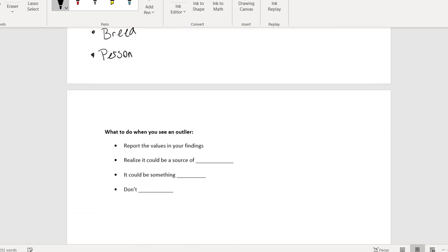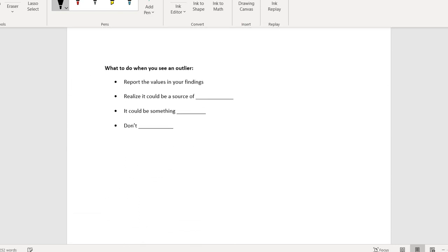So whenever we have an outlier, what we need to be careful about is following these 4 rules. First one is report the values of your findings, so all of them. The second one is realize it could be a source of error, but also it could be something interesting. So what if the puppy did get tired? We want to explore that. Like, what's wrong with this puppy? Is it the breed? Is it sick? Does it just not like the certain kind of play? It's something that leads you to another question.